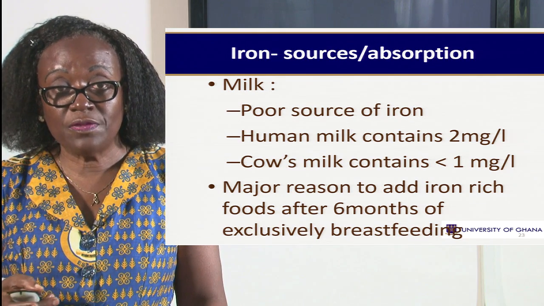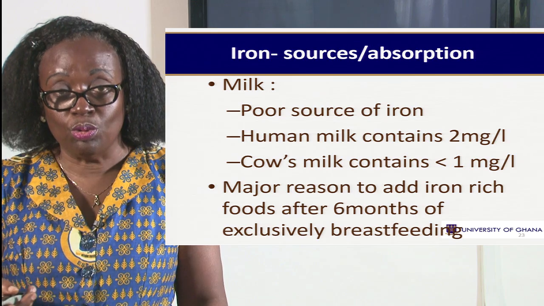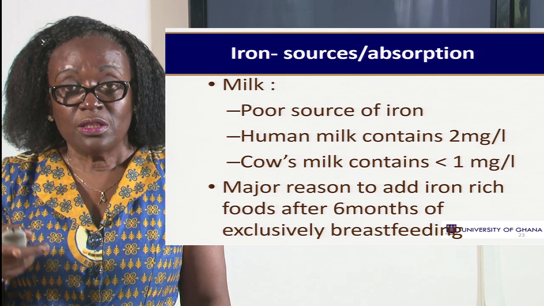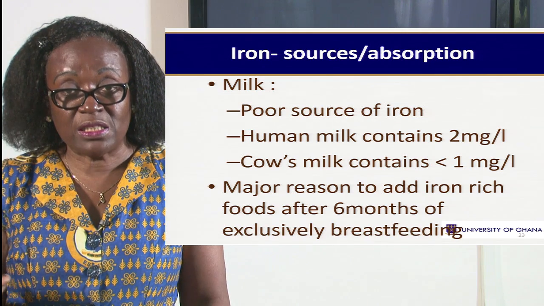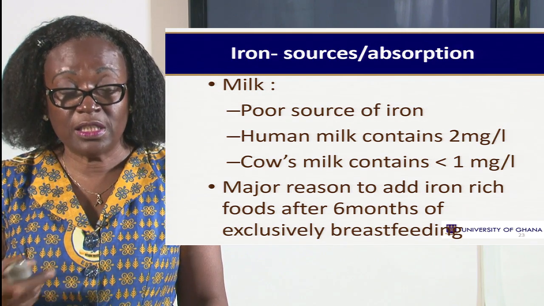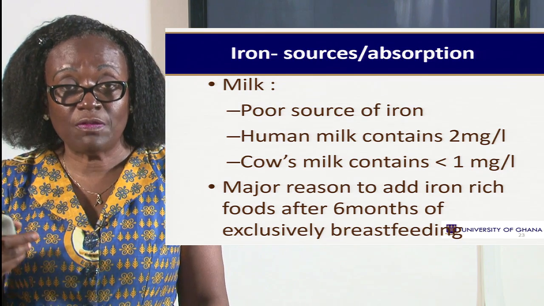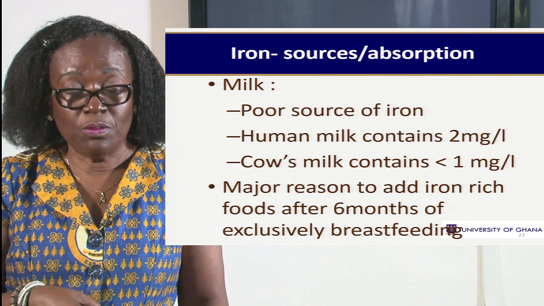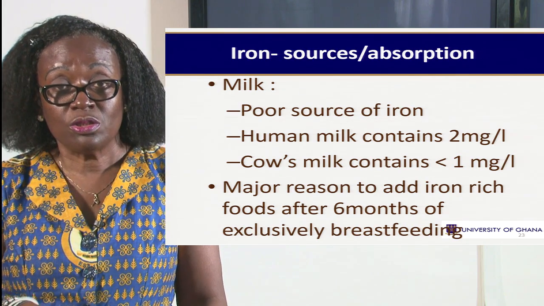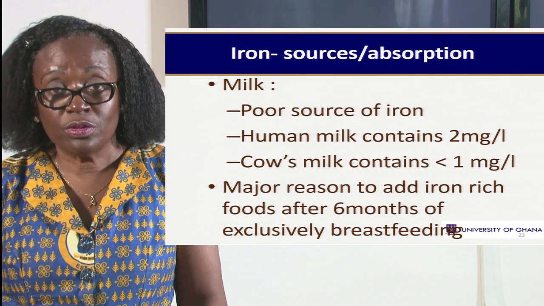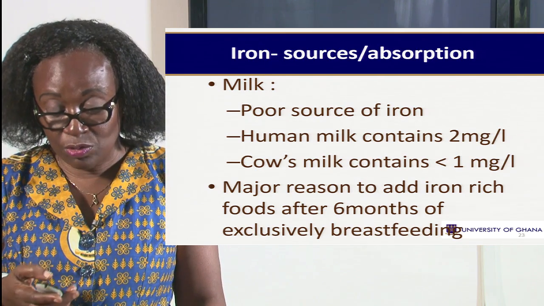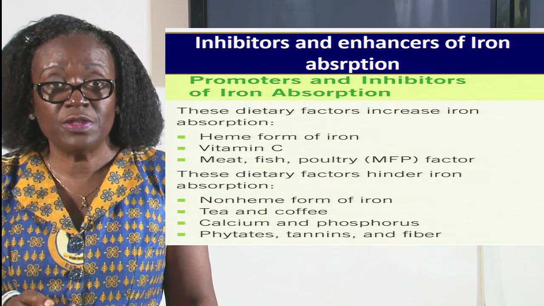Human milk contains very low iron, and cow milk is also low. That explains why we encourage complementary feeding after 6 months. When the child is feeding on breast milk, the child is not getting enough iron. The child survives on iron from the mother when she was pregnant. That is why it is important that the mother eats well, so she can give enough to the child through the 6 months of exclusive breastfeeding.